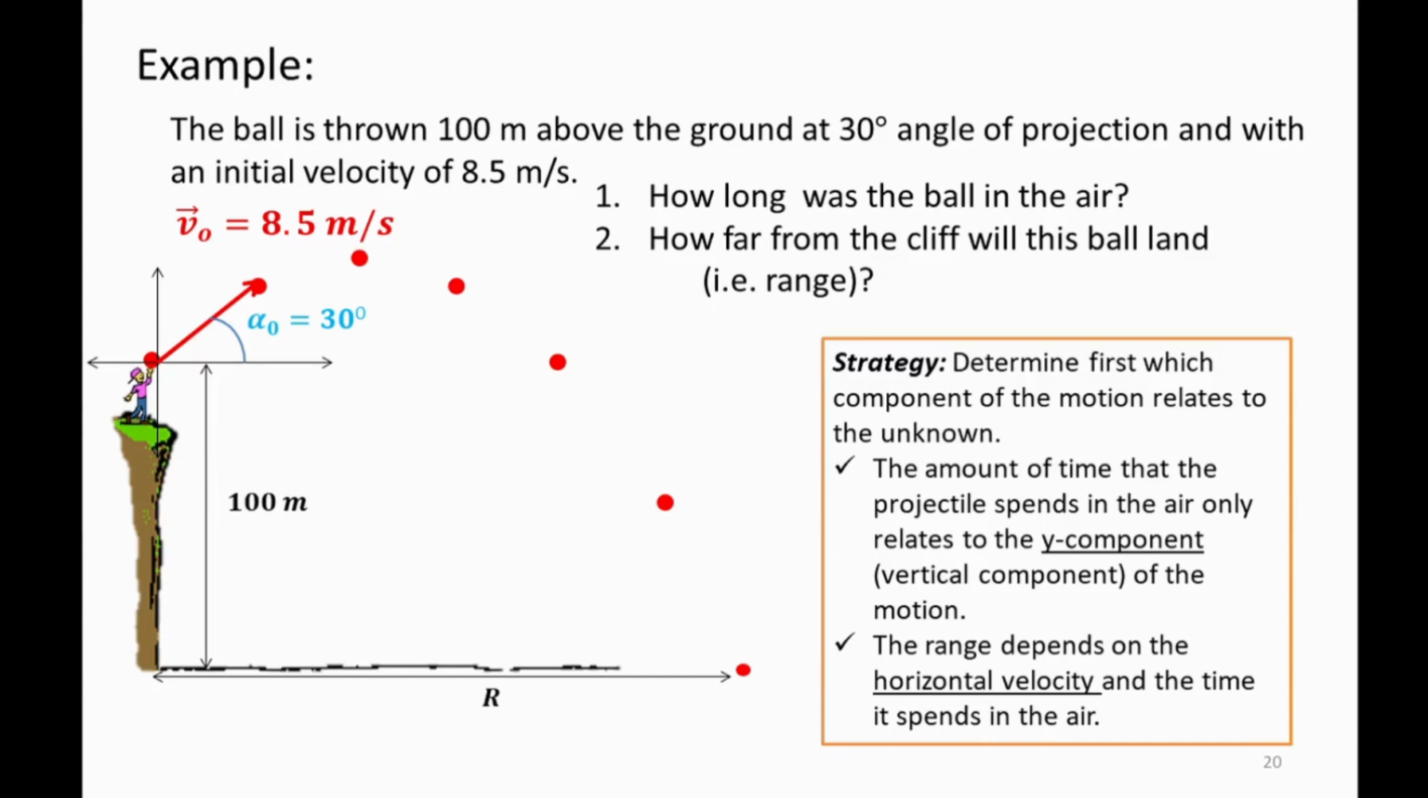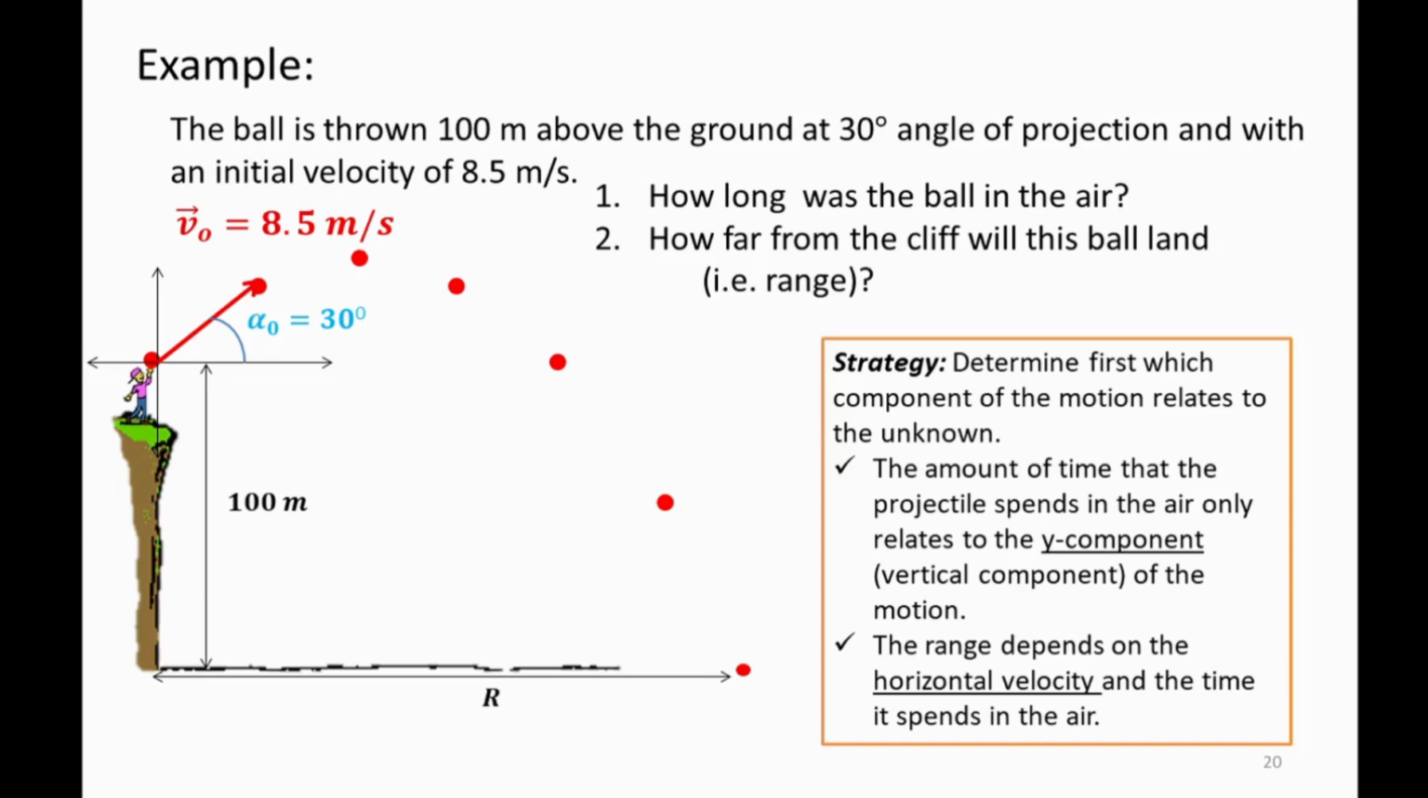First question is, how long was the ball in the air? Or we are referring to the air time. And second, how far from the cliff will this ball land? Or in other words, it is asking for the range. So our strategy is to first determine which component of the motion relates to the unknown, or what is asked in each of these questions.